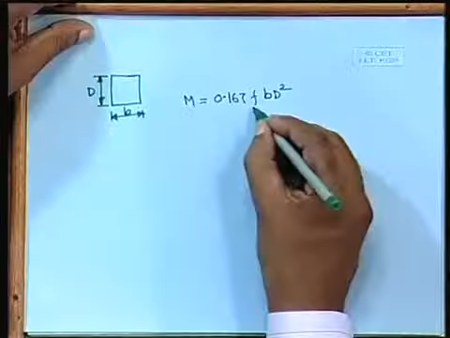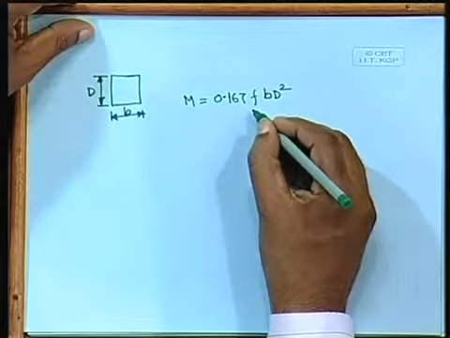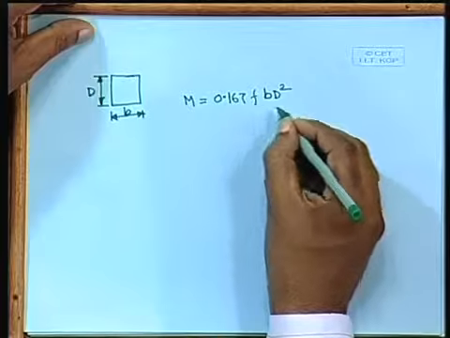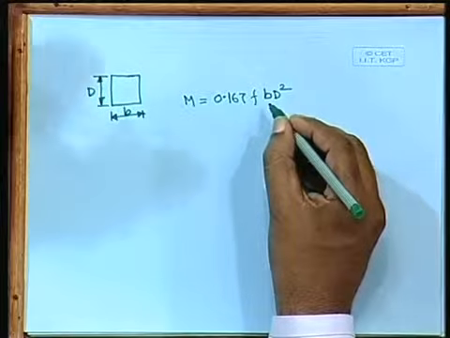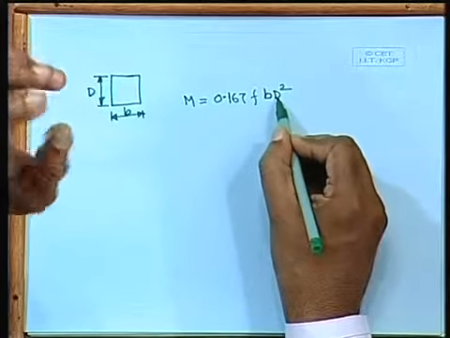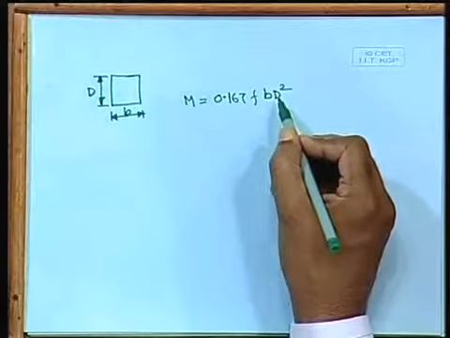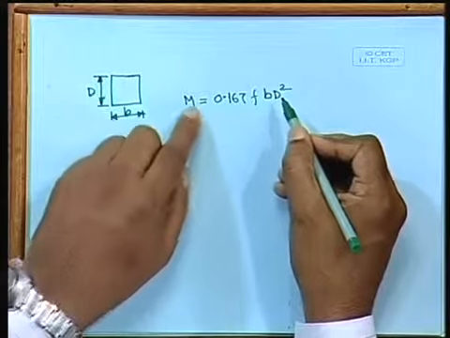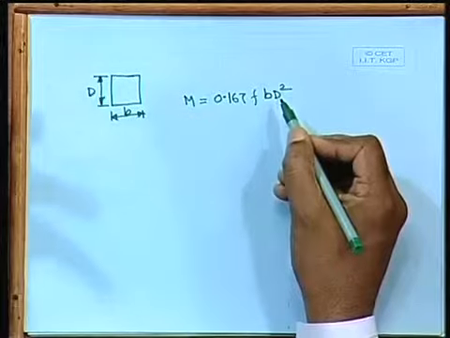What we can do here: if I know f, the permissible stress, and if I know B also, which I am assuming from practical considerations, you are providing B as 250, 300, whatever width of the section you are providing, then we know everything, F and B. Only D we do not know, and that depth D we can provide on the basis of that moment.